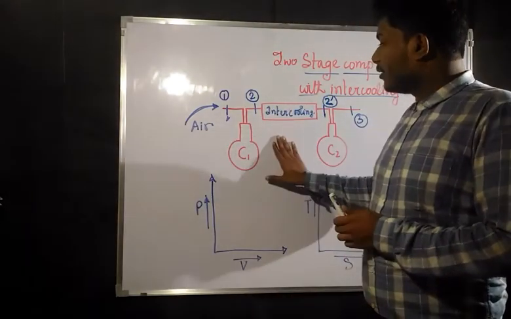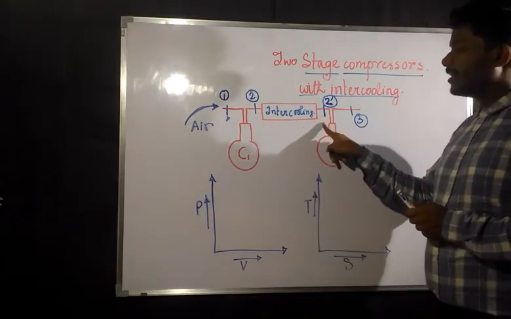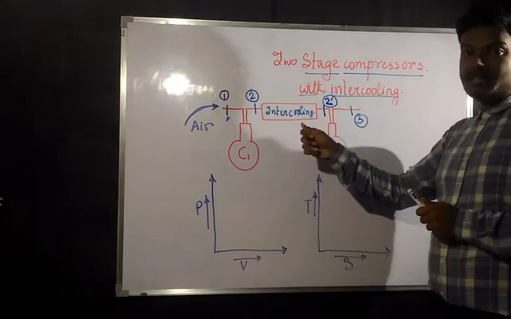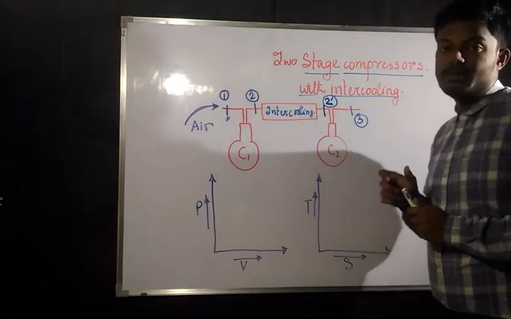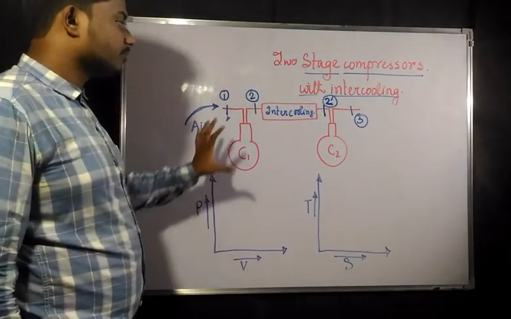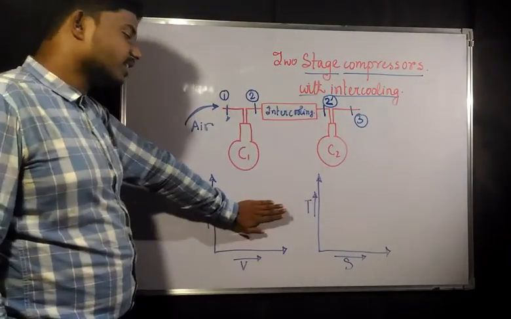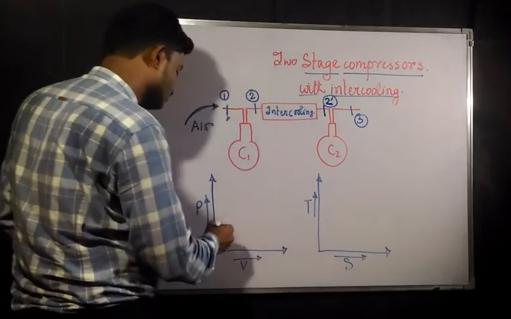So that means what is happening? After intercooling, it is reaching the same temperature as the initial temperature. And after that, getting compressed in compressor 2, it is reaching point 3. Now let us see what the PV diagram is going to be. For better understanding, we are taking one compressor without the clearance volume.